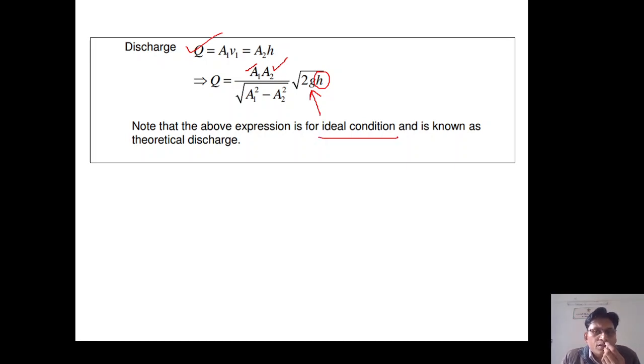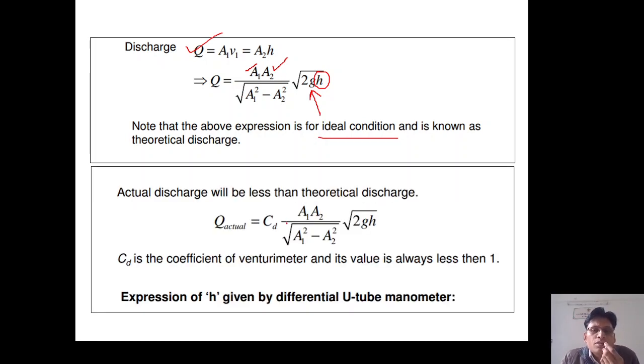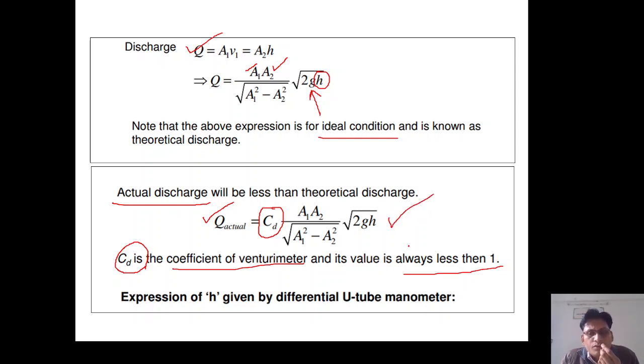This is the ideal condition, but in actual condition it is always less flow because of various losses. So here a new constant is considered, Cd. Cd is the coefficient of venturimeter. When you purchase a venturimeter, the value of Cd is mentioned there. Normally it is less than 1. So you can put the value of Cd and you will find out the actual discharge. So basically we will focus more on actual discharge rather than theoretical discharge. So dear students, you will use this simple formula.